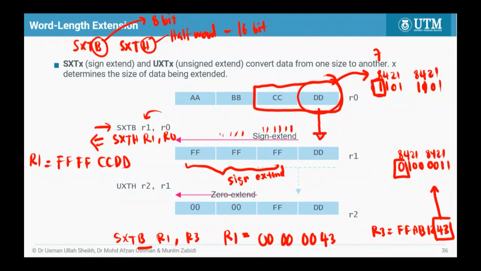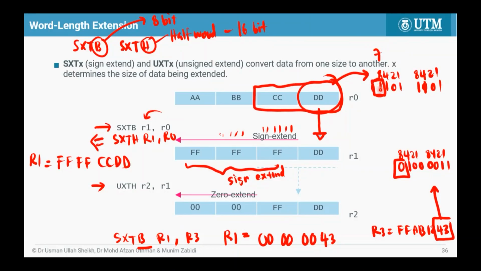Okay, next example is UXTH. What is UXTH? UXT will extend your unsigned number in the RM and place it in your RD. Since this is unsigned, you don't need to look at this bit here. It means you will always extend a 0 regardless of this value, even though this bit 7 here is 1, it doesn't matter. You will extend the 0.